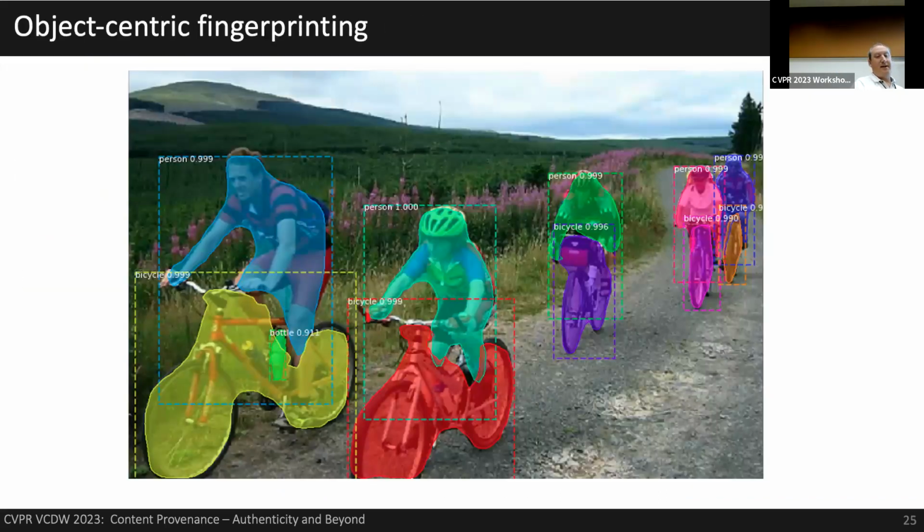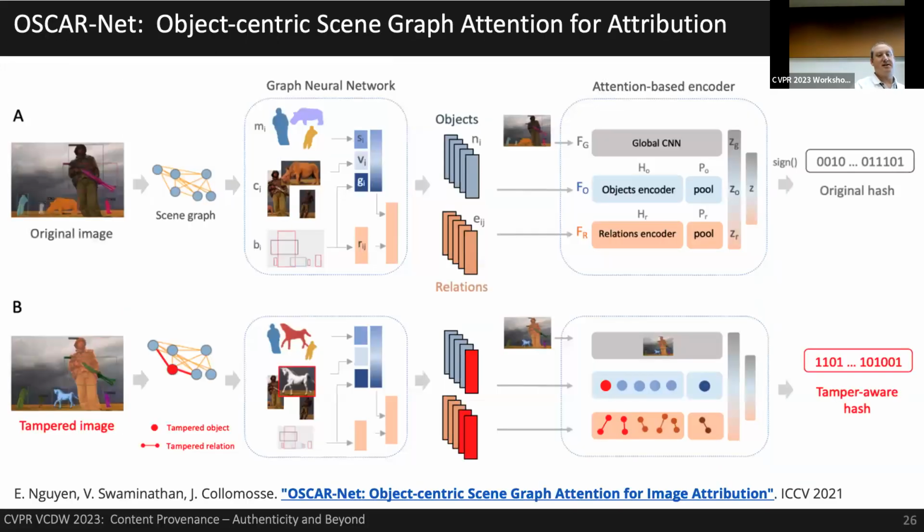And the method itself is an object-centric approach. By object-centric, I mean we're computing some visual fingerprints of salient objects in the scene, as well as the background, and encoding those into a scene graph, where the nodes are carrying this visual information and the edges are carrying spatial relationships of the objects, their relative positions and so on.